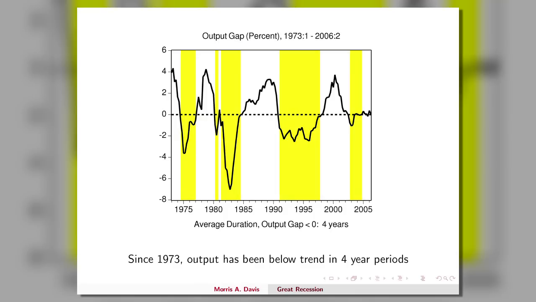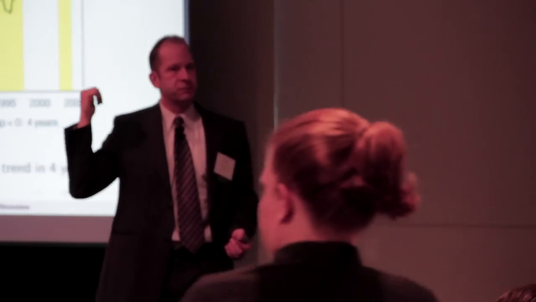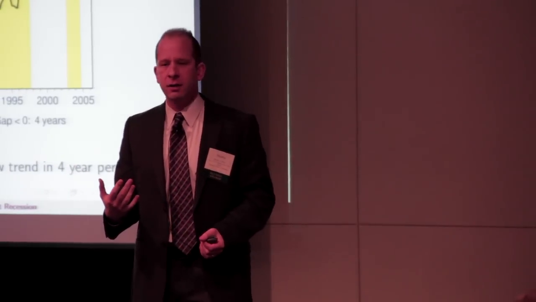So that number 4 means that GDP is 4% above trend. That number -4 means GDP is 4% below trend. What do you see from this graph? Basically, in the previous 50 years, GDP was always within 4% of trend.